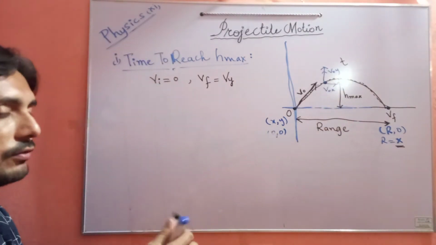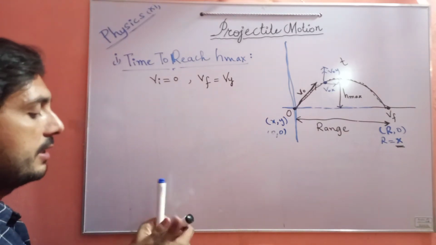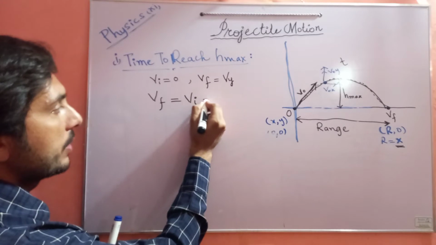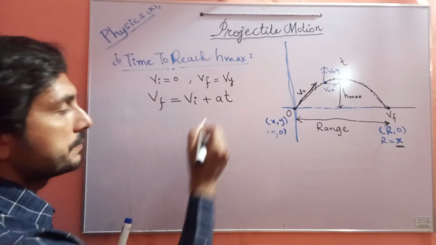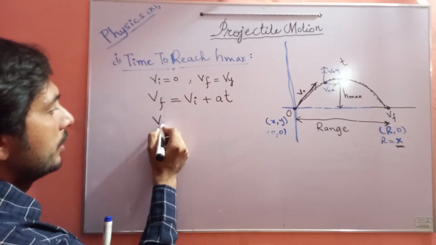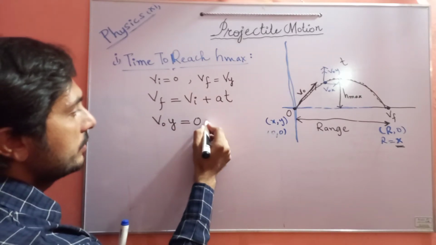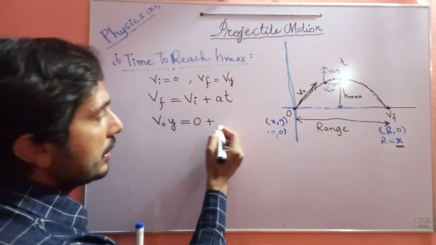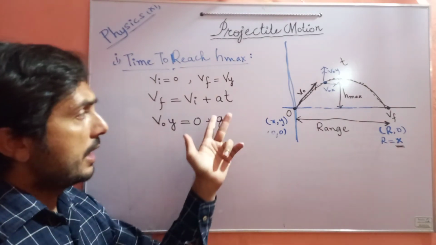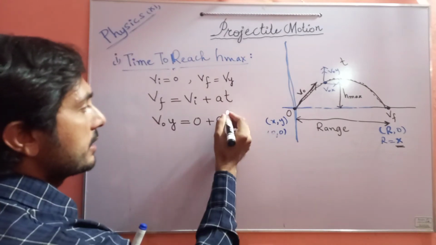So we are going to use the first equation of motion to derive the equation for the time to reach the maximum height. And we know that the first equation of motion is Vf equals Vi plus At. So here the final velocity will be equal to V naught Y, and Vi is 0, and this A will be equal to G, because the motion is under the influence of gravity here. So that's why we just consider it as G, and the time is there.